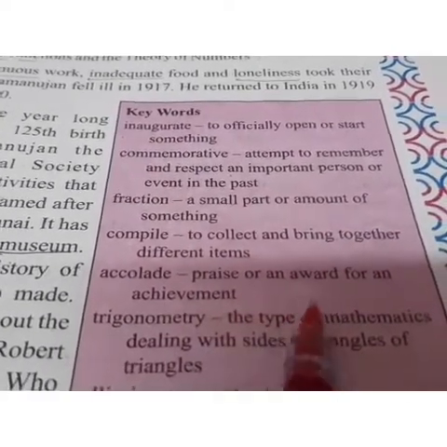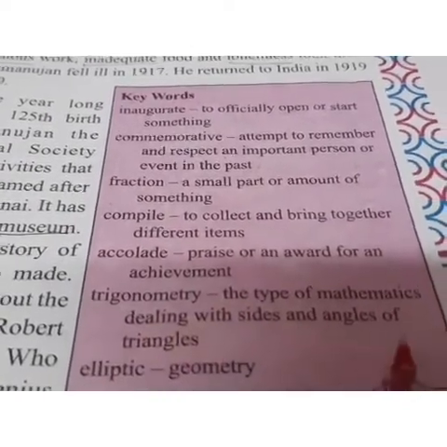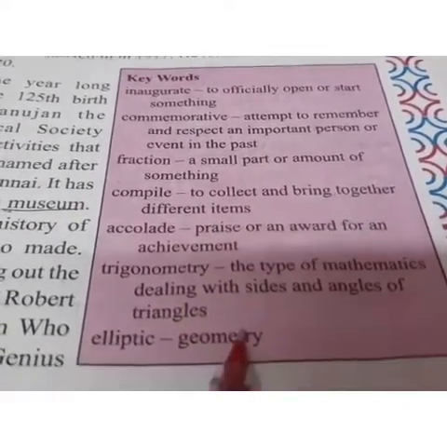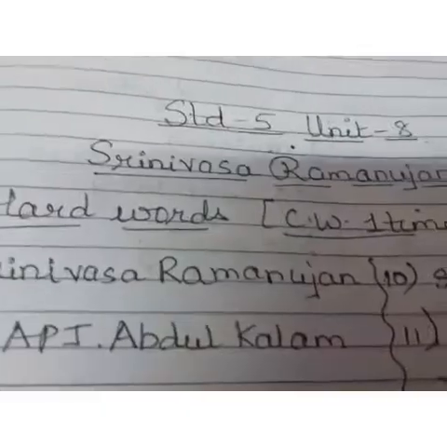Accolade: praise or an award for an achievement. Trigonometry: the type of mathematics dealing with sides and angles of triangles, and elliptical, this comes in geometry. So dear children, these keywords you have to write in your notebook 2 times, classwork 1 time, and homework also 1 time. Now here are the hard words of this lesson.